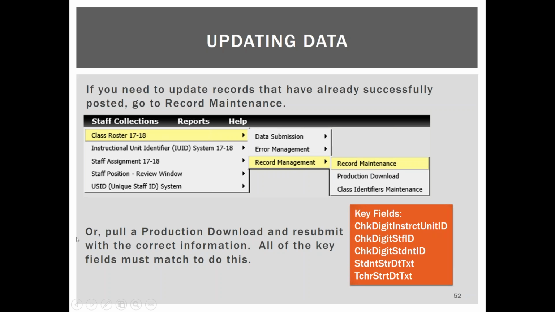A good example of why you might want to use a production download to update your information: let's say your teacher USID number is correct, but the teacher last name is wrong. So for example, it says Smith Doe instead of Smith. You can pull a production download, remove all the records that aren't that teacher, just to make it easier to look at, and then update the last name for the teacher and resubmit it. Because teacher last name is not a key field, it will just overwrite that information for all of that teacher's records.